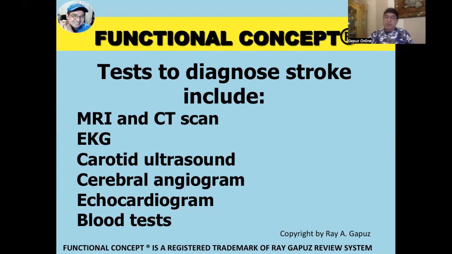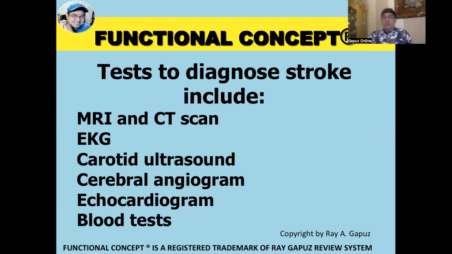So what we would like to find out in carotid ultrasound is if there is an abnormality in the blood flow. Okay, sometimes doctors would assess for the presence of a bruit on the neck. Now, this indicates abnormal blood flow. Cerebral angiogram is usually done in order to identify which blood vessels in the brain are affected.